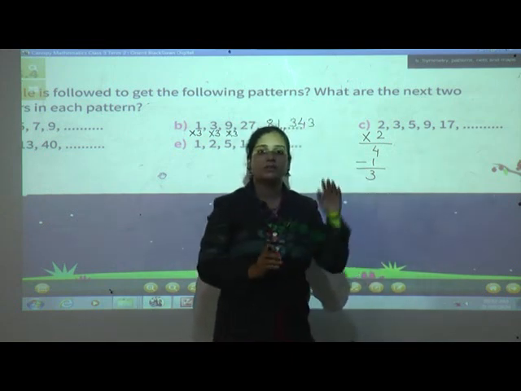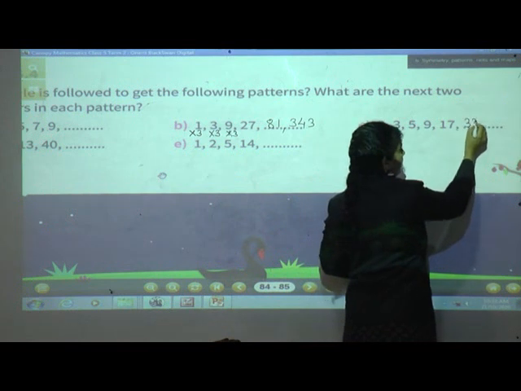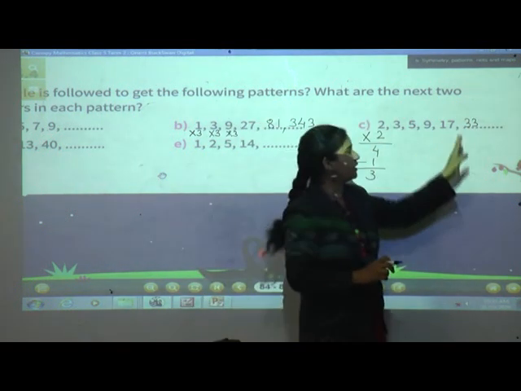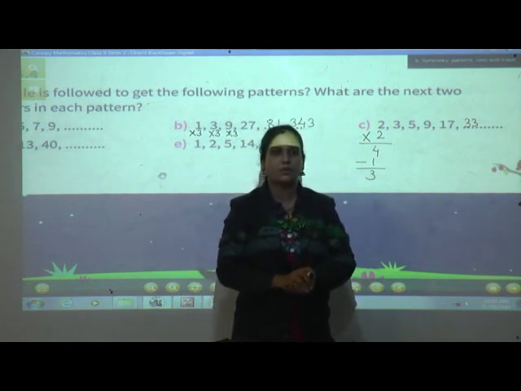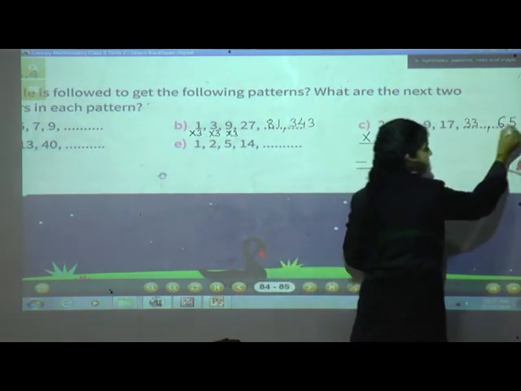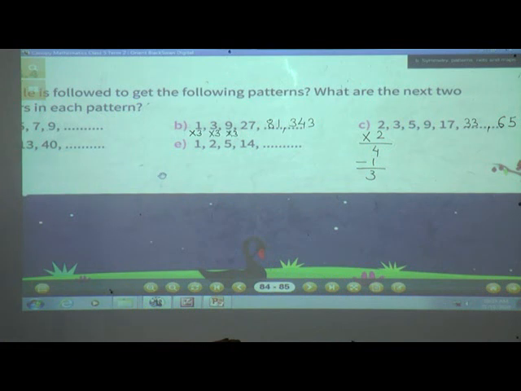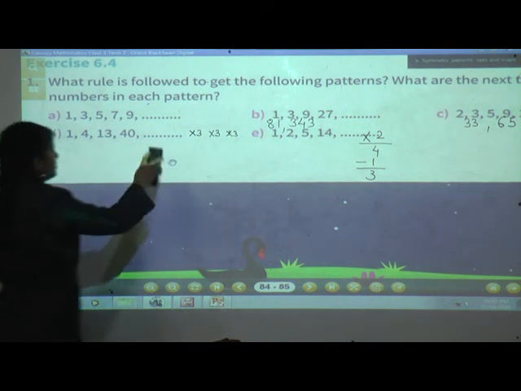Okay, now 17 multiplied by 2, 34 and subtract 1, you will get 33. Now again multiply 33 by 2. Yes, what is the multiplication? 66. Okay, and subtract 1 from it, the answer will be 65. Okay. Now B1. Here observe the pattern, students.